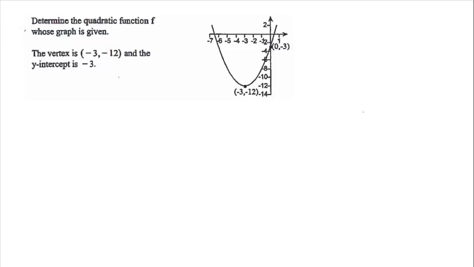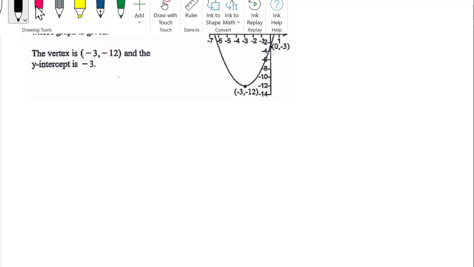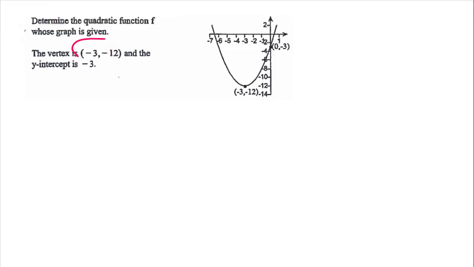Okay, so it says to determine the quadratic function f whose graph is given. The vertex is -3, -12, and the y-intercept is -3. So remember, the vertex is the lowest or the highest point on the graph, right? So this is -3, -12, which is right here. So that's the lowest point. And so this is representing our h, k, our vertex. And then we have a y-intercept of -3.